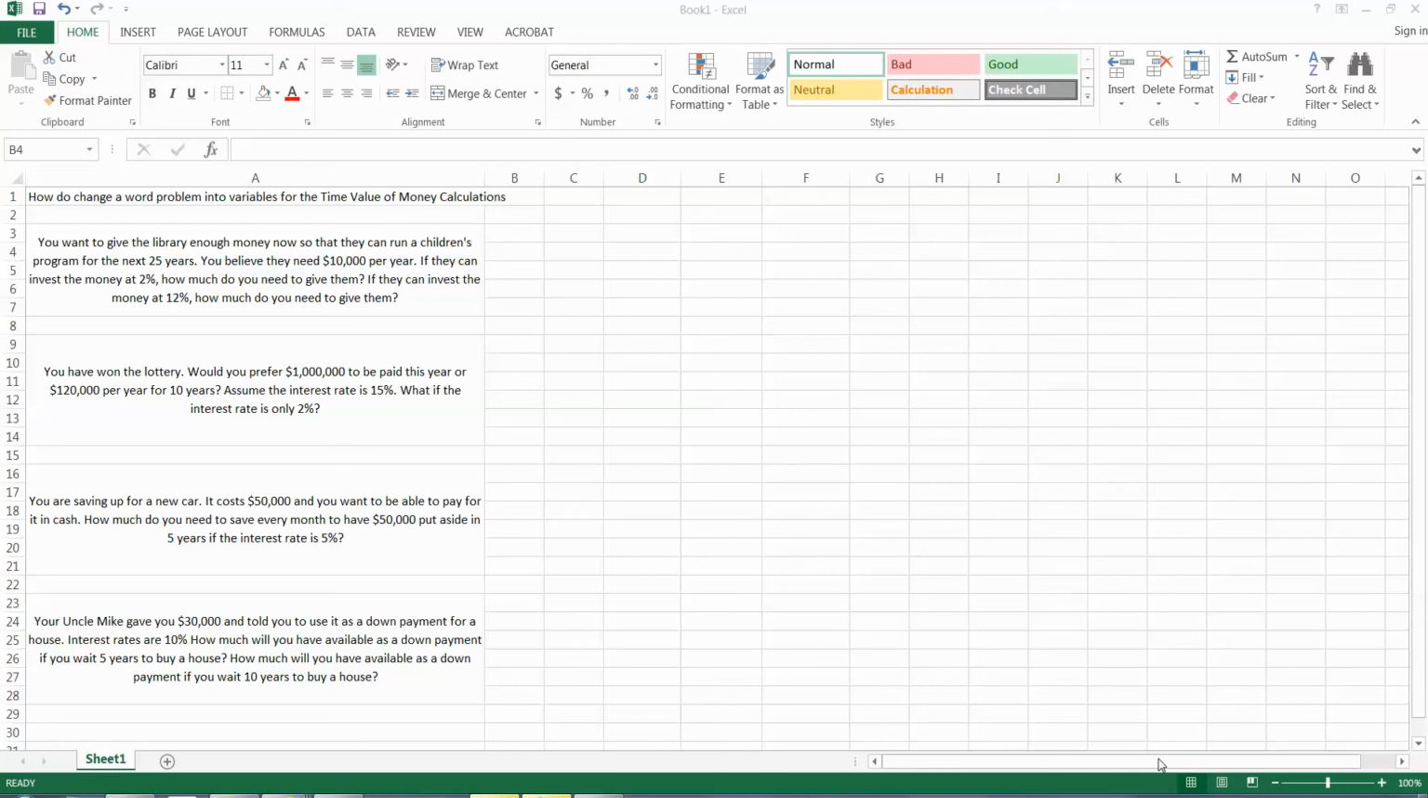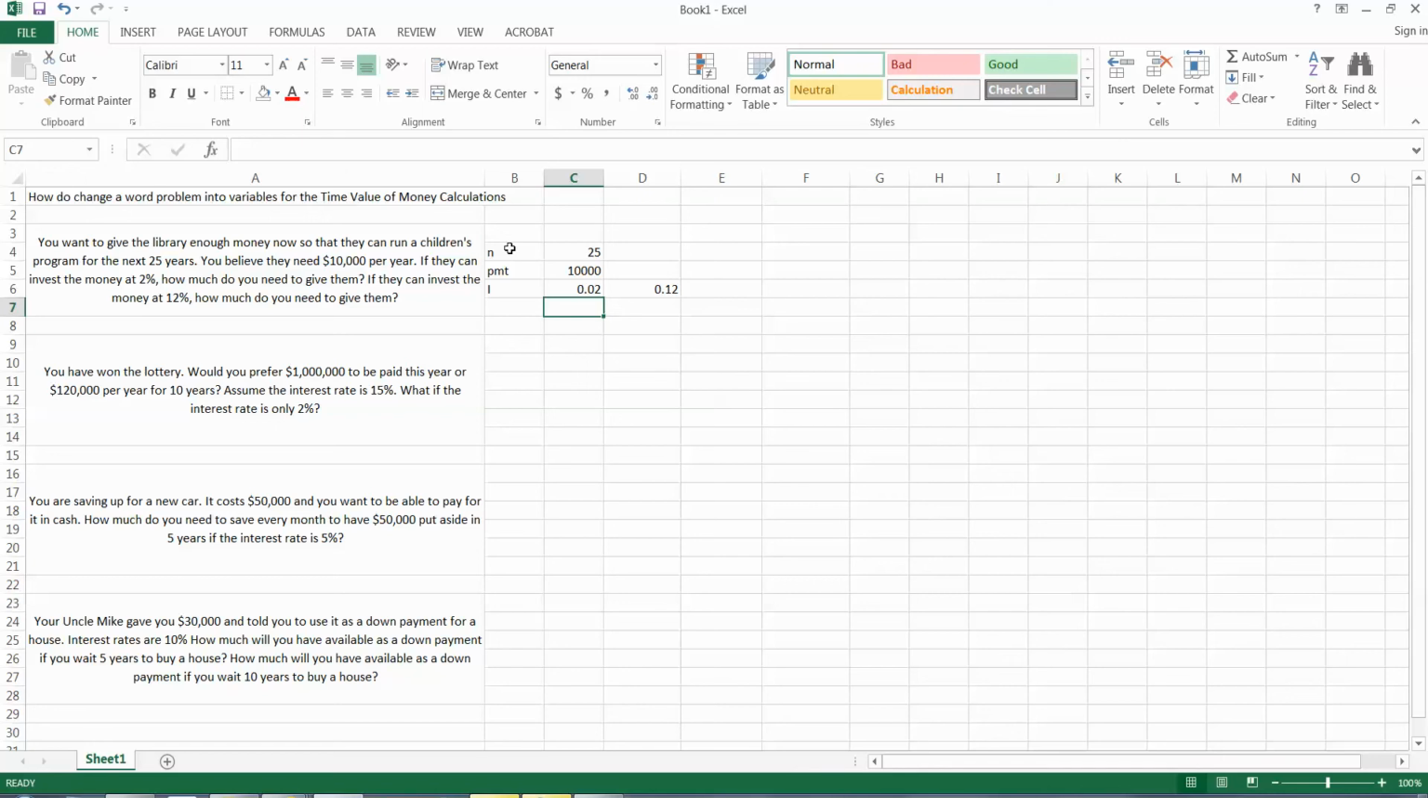It has to do with giving money now to a library so they can run a program over many years. First thing we notice is that we're going to run a children's program for the next 25 years. That means our N, just number of periods, is going to be 25. You believe they need $10,000 a year. That's going to be your payment. Next, we know that our interest rate is either 2%, which is 0.02, or 12%, which is 0.12. And the final thing we need to decide is, what is it we're solving for?